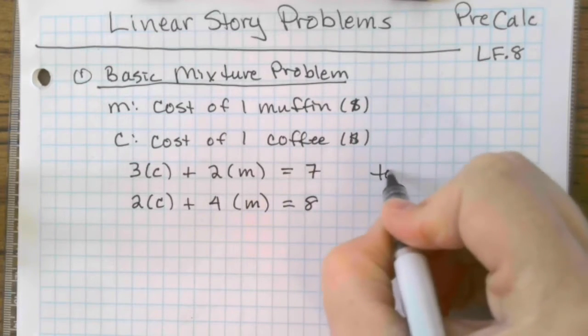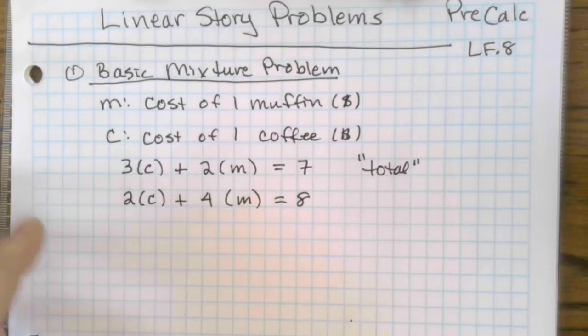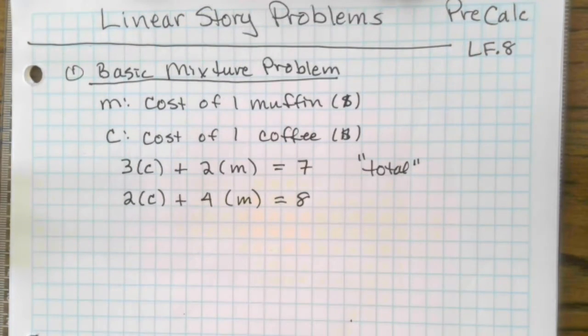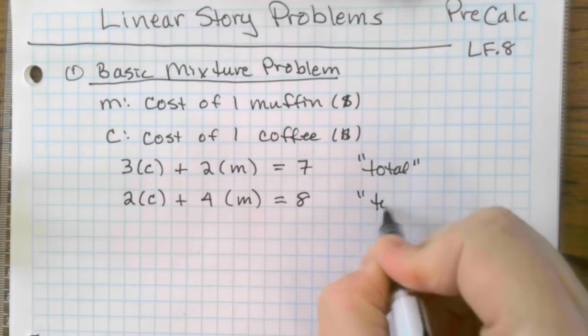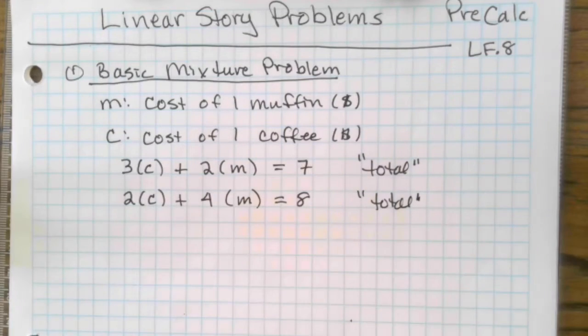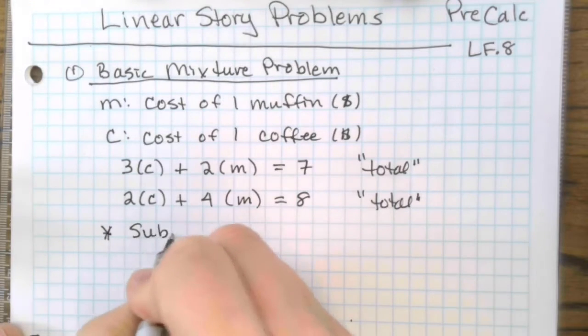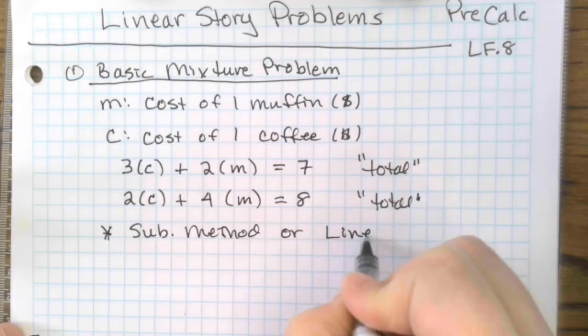Again, keywords like total, you want to look for. Sometimes they'll just tell you what the total number of items were. Oftentimes you have what I call a counting equation where you're just adding number plus number equals total. This particular one had 2 different totals that make the equation. Okay, so once you have your 2 equations, you can use substitution method or linear combination.